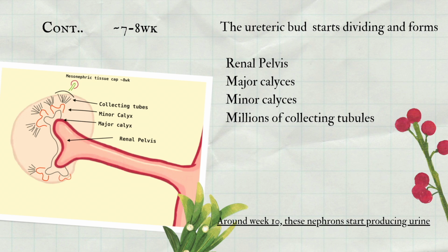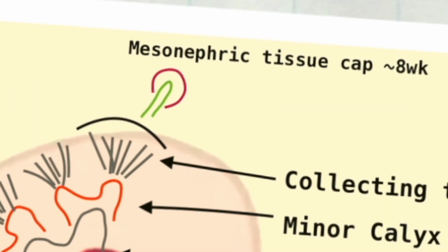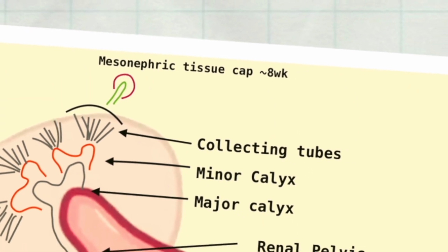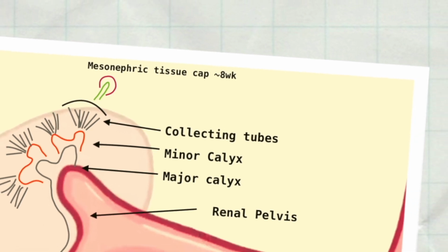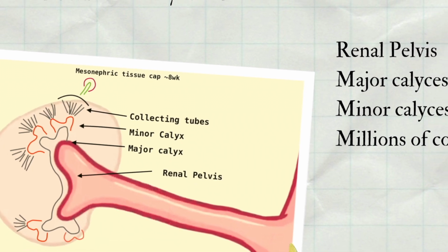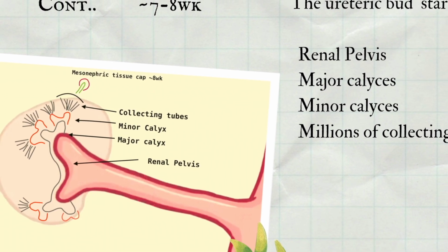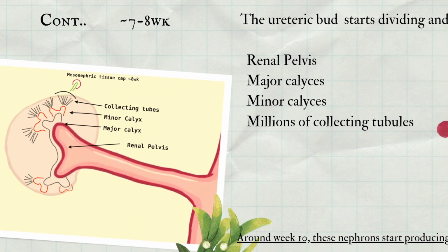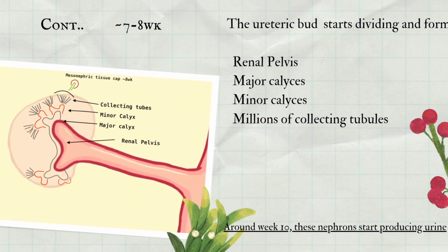Now, as the time passes, these 2 structures meet in the middle, and then the ureteric bud starts dividing into renal pelvis, major calyces, minor calyces, and millions of collecting tubules are made. If you look closely at these collecting tubes, you can see that it has a tube and there is a surrounding mesonephric tissue. By the end of the 8th week, this mesonephric tissue starts increasing in length, and it gives rise to further structures like distal convoluted tubules, loop of Henle, proximal tubules, Bowman's capsule, and glomerulus. So that's how nephrons are made, which are the functional unit of the kidney.